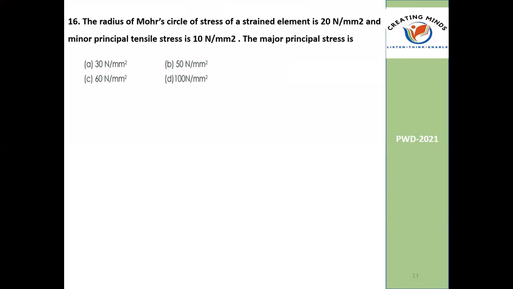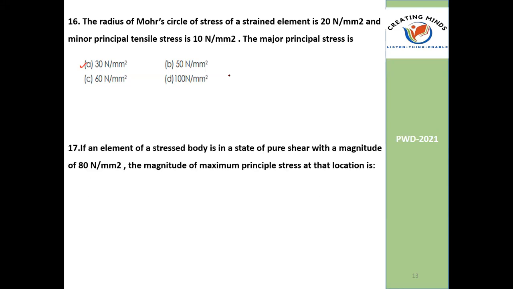The radius of the Mohr circle of a stressed element is given, and also the minor principal stress is given. The major principal stress sigma 1, how much? That is 30. We computed in the last class. So we will move on to the next question.